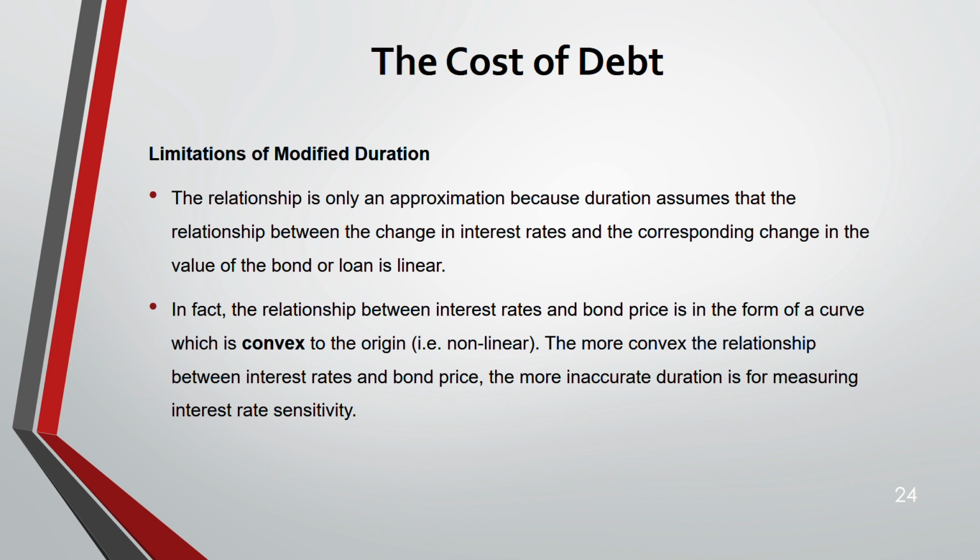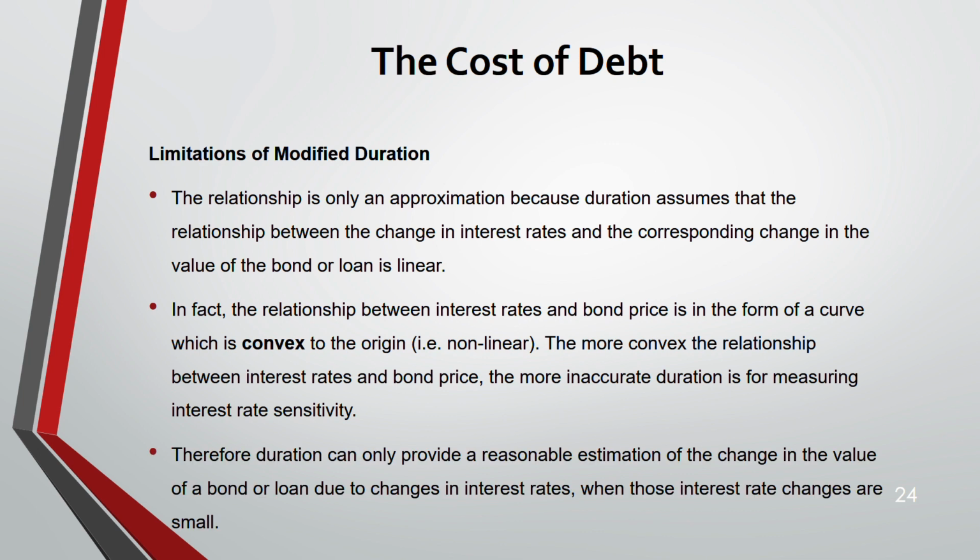So the more convex the relationship is, the less you can make decisions based on duration. It becomes very inaccurate to measure the interest rate sensitivity. Third, it is just a reasonable estimation, not an accurate estimation, of what will be the change in the value of the bond or the loan due to a change in interest rate. When interest rate changes are small, yes, you can use duration easily. But when interest rate changes are big, it becomes difficult to use duration to measure the interest rate sensitivity.